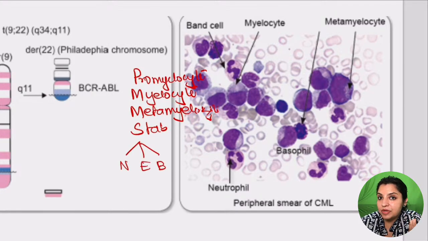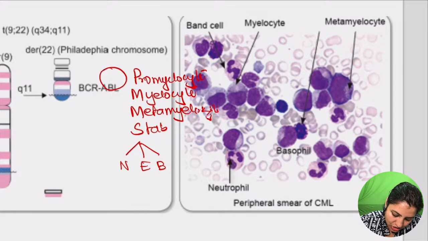And this further gives rise to neutrophils, eosinophils, and basophils. Because bone marrow is producing so many cells in CML, all these cells will be pushed out in the peripheral blood. So there will be more promyelocytes, myelocytes, metamyelocytes, stabs, neutrophilia, eosinophilia, and basophilia. How do we identify them?